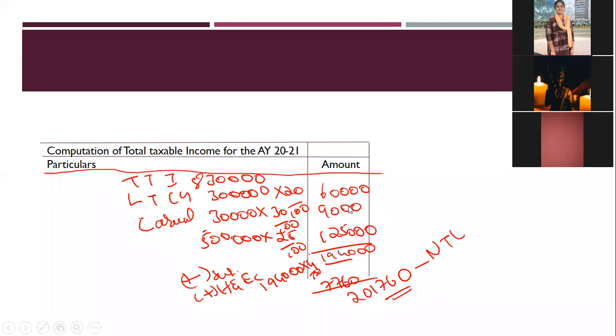Okay. I hope you are clear with this. If you have any long-term capital gain, it is 20% on that capital gain straight away. And next, if you have any casual income, on that income 30% straight away. This I'll explain once again in the next class.